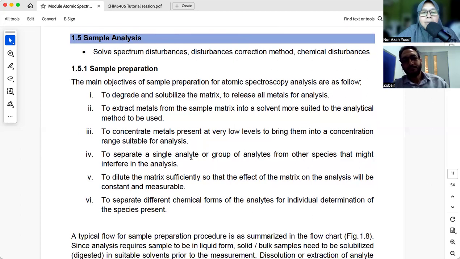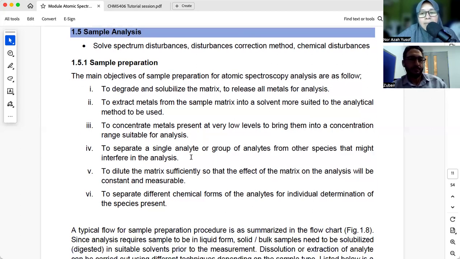And sometimes you have a group of metals in the sample. If you are using AAS, you need to separate them, or you just focus on a single analyte. But we will discuss ICP-AES, which is more robust, okay? And then you can use it for multiple analytes.